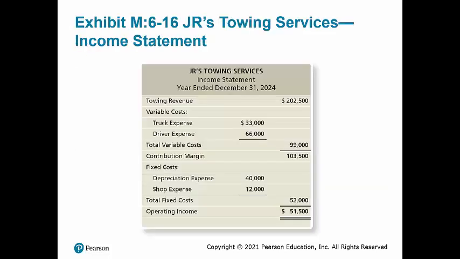This is the contribution margin income statement for JR's Towing for the year ended December 31st, 2024, and we can see the variable costs that are subtracted from the towing revenue to determine contribution margin. From that, the fixed costs are subtracted to determine operating income.